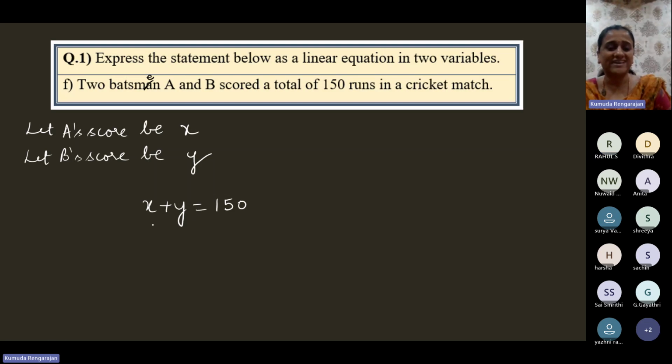Oh, I forgot. Thank you. X plus Y minus 150 is equal to 0. Yes, in the standard form. Thank you, Rahul.